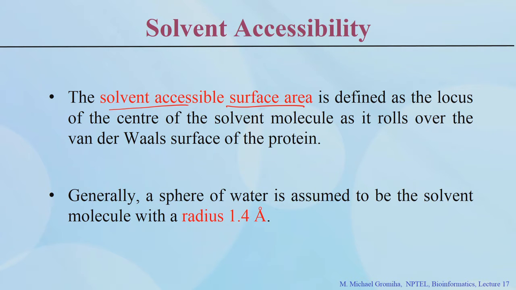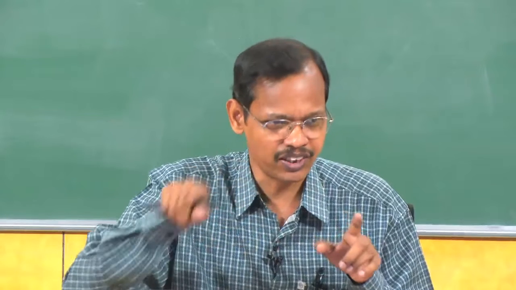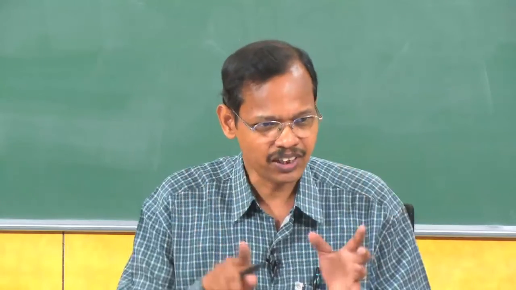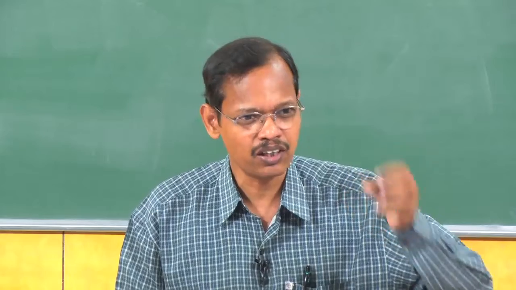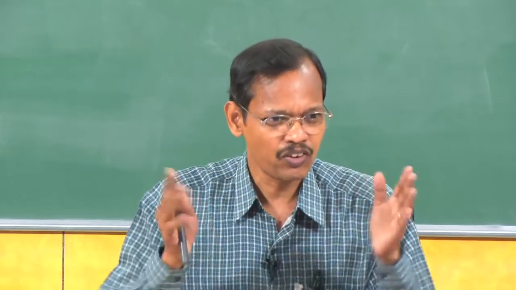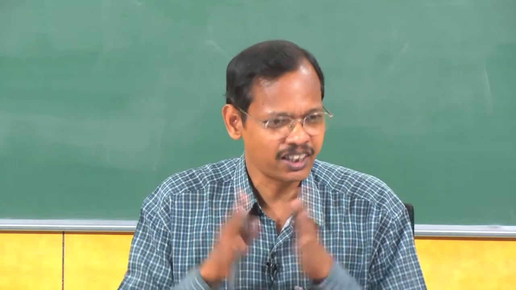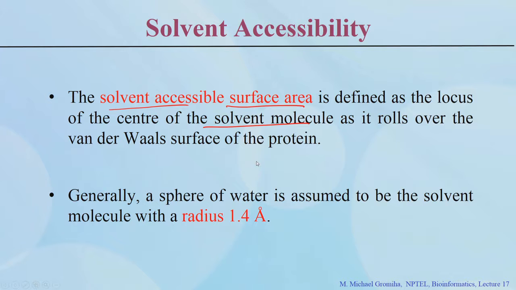You can define this as the locus of the center of the solvent molecule as it rolls over the van der Waals surface of the protein. We have the protein, different residues, and they have different atoms. We can represent these atoms as overlapping spheres, then take a solvent molecule and roll it on this protein to see how far they are in contact. That contact is called the contact area, and how far the center of the solvent molecule rolls on the van der Waals surface is called the accessible surface area.